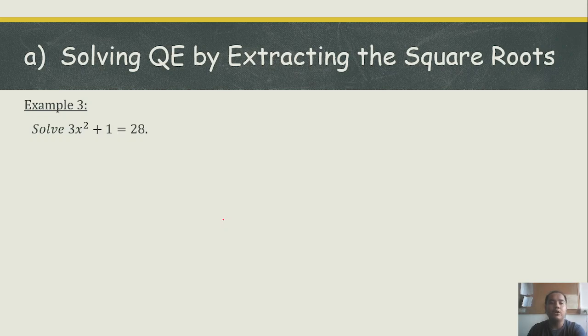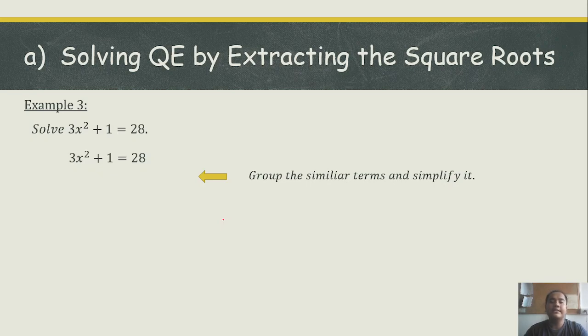Okay, example number 3. Kung na-notice nyo, same pa rin yung a natin is greater than 1, so 3 na siya. Then, meron tayong dalawang constant. So, ano ba yung gagawin dyan, sir? So, simple lang. Copy the equation. 3x squared plus 1 is equal to 28. Then, group the similar terms and simplify it by performing the operations.